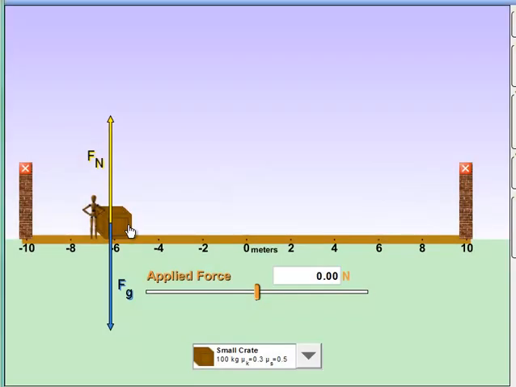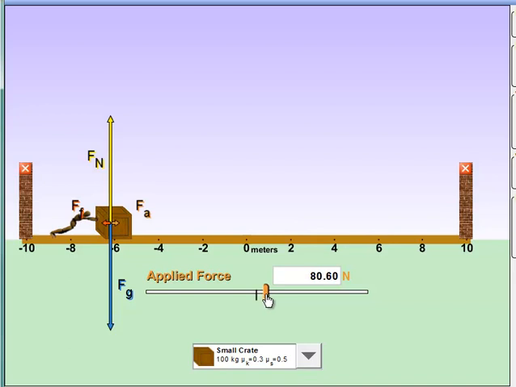Let's do this again. Note something very important. Once it's moving, when I release it, when this man stops pushing the crate, the friction will continue to oppose the motion, and as a result, the crate will slow down and eventually come to a halt.